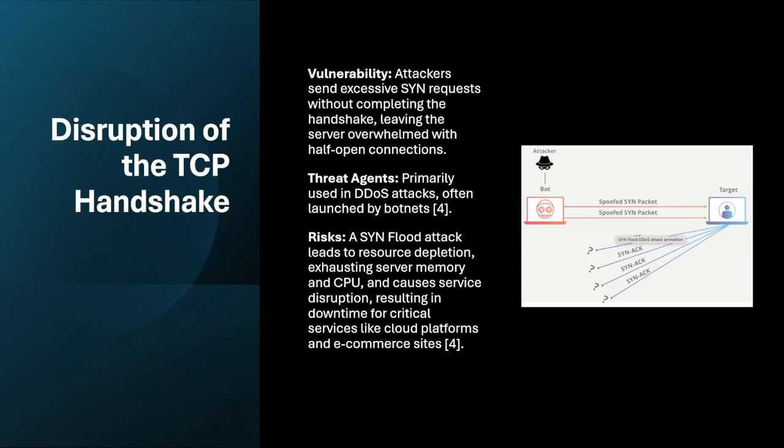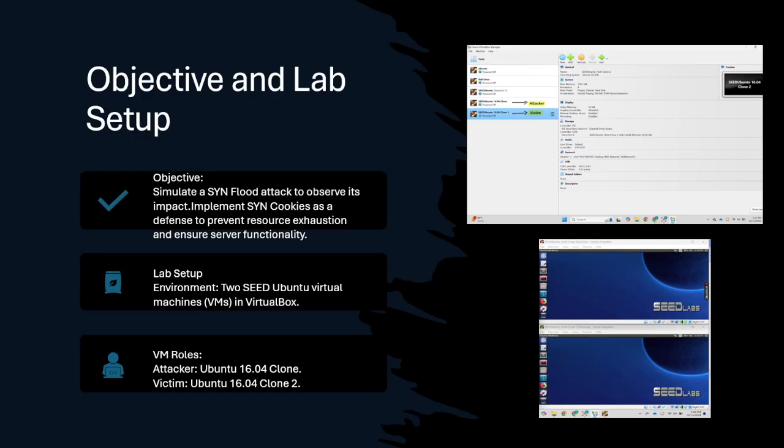Attackers will disrupt this TCP handshake by sending excessive SYN requests, but they will never send an acknowledgement back, and this will lead to half-open connections and slow down the server's performance. To implement this attack, we have cloned 2 SEED VMs. One is the attacker and one is the victim.